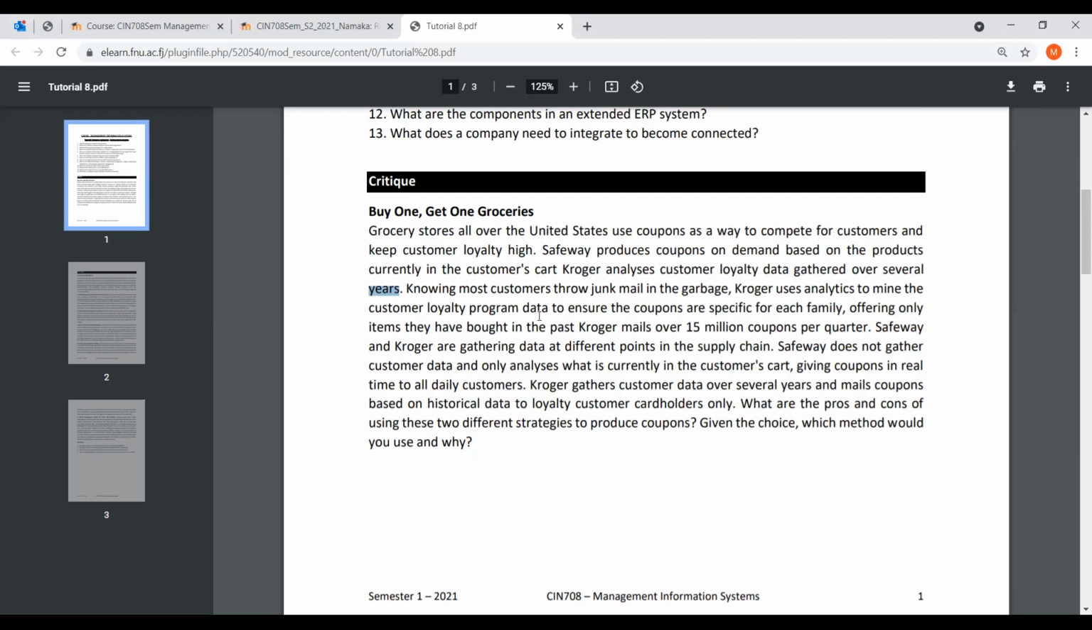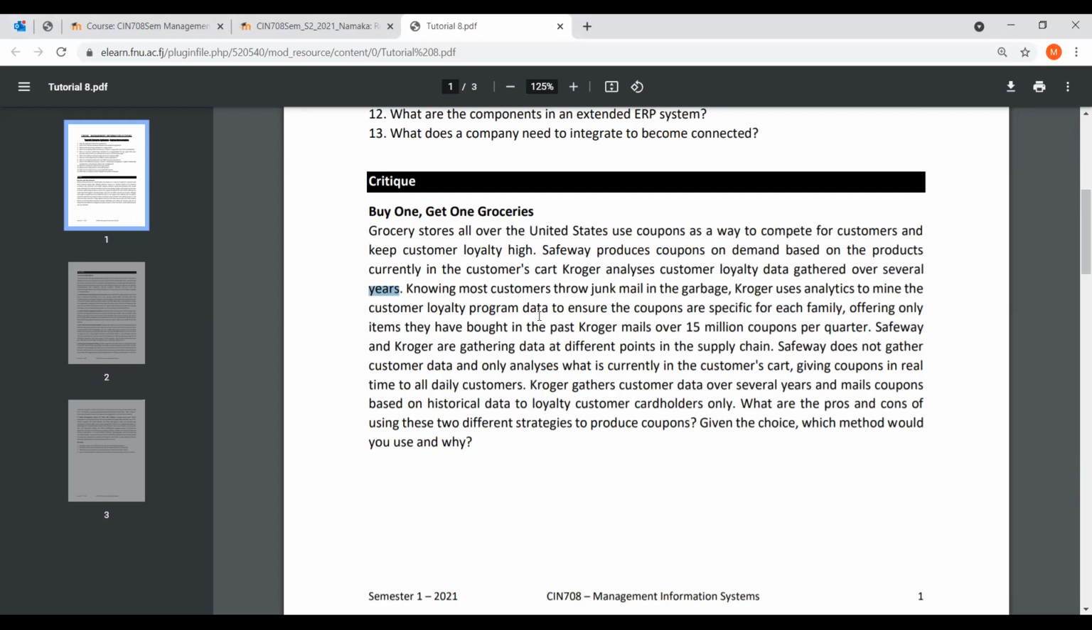Now, Safeway and Kroger are gathering data at different points in the supply chain. How come different points? Because one is giving coupons with the current purchases at that point in time, probably instant, and the other one is gathering up data.